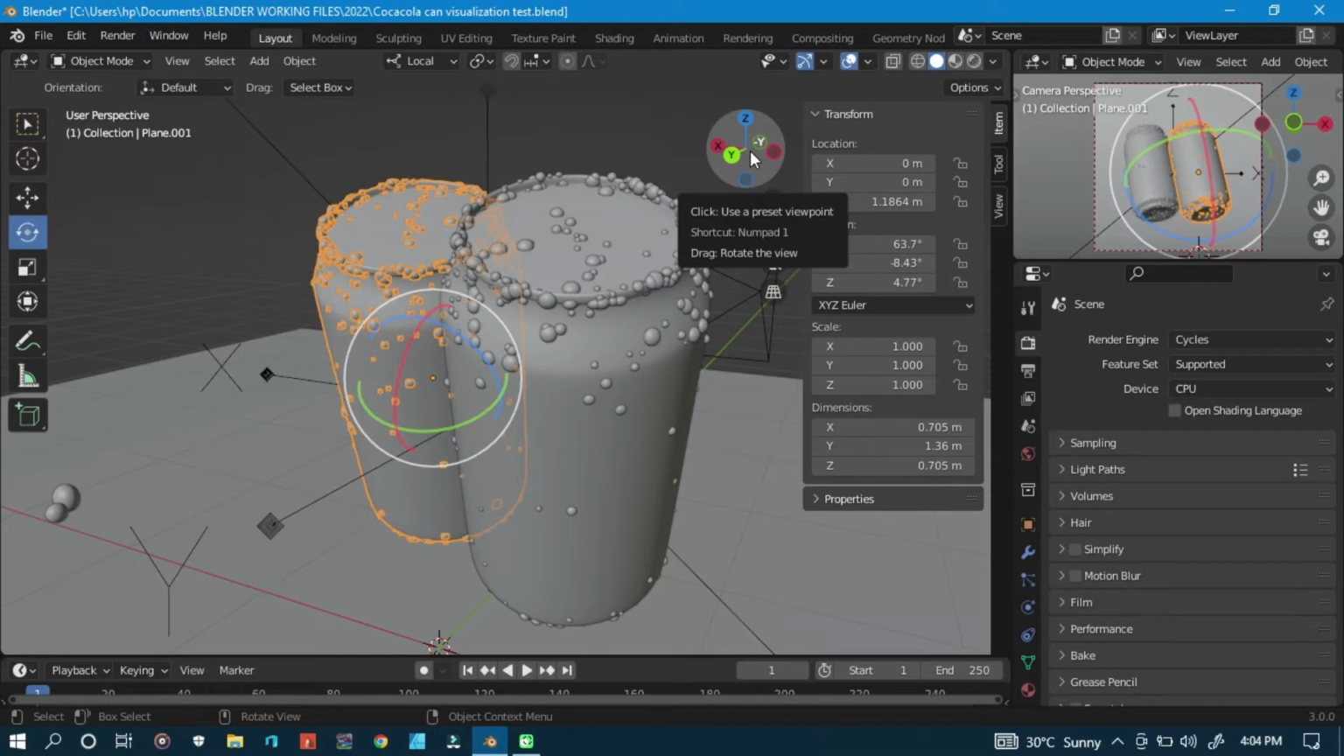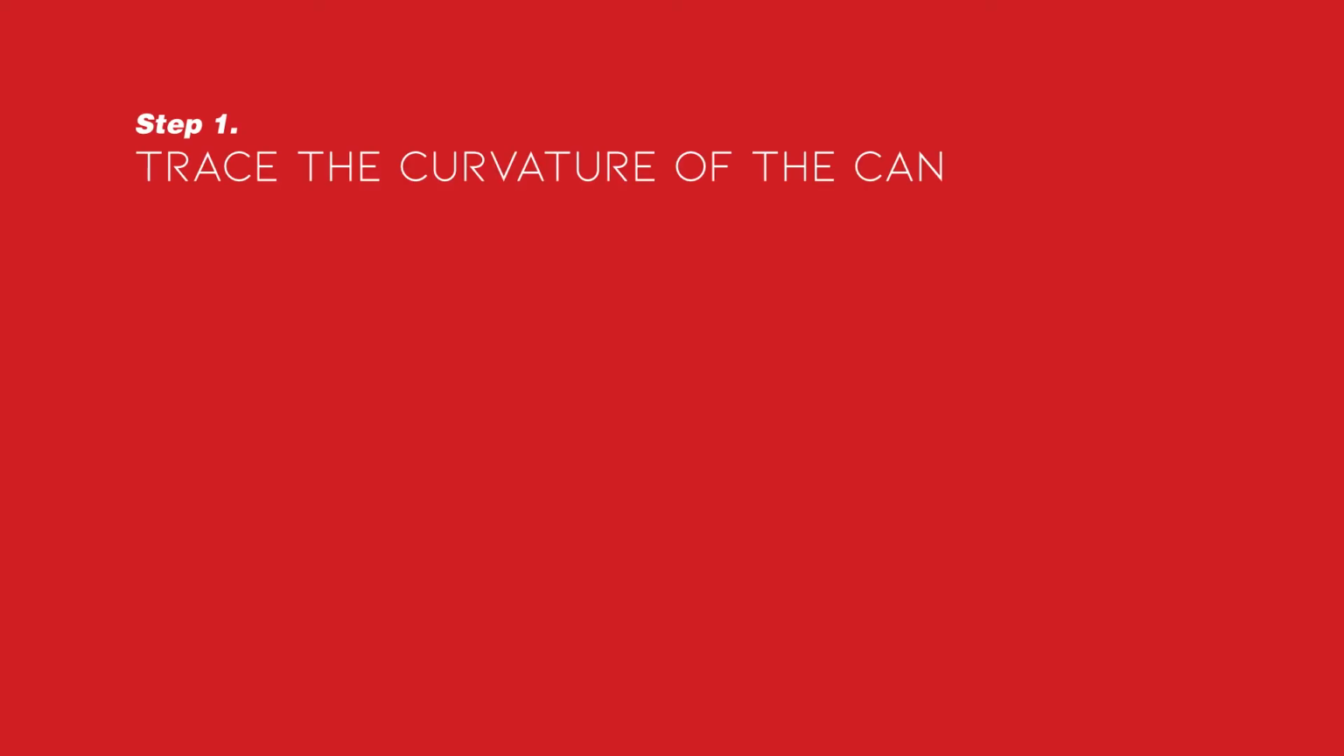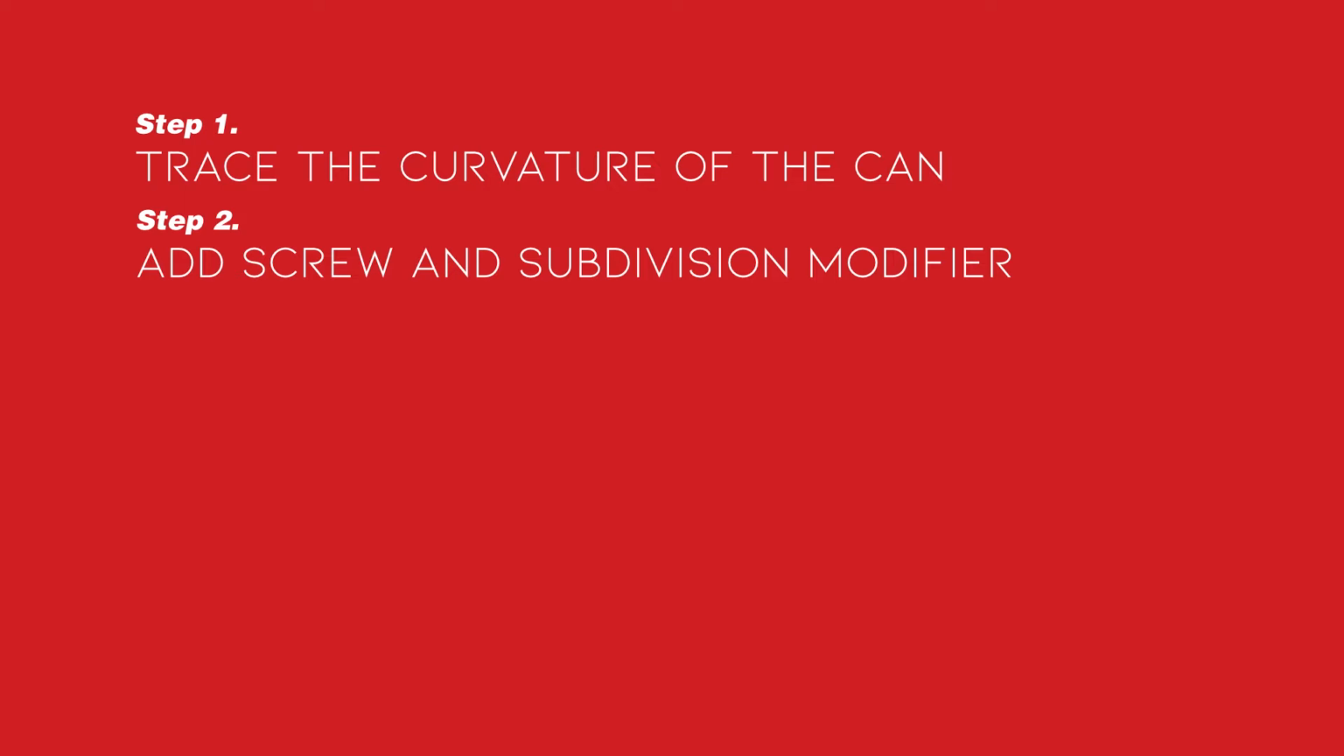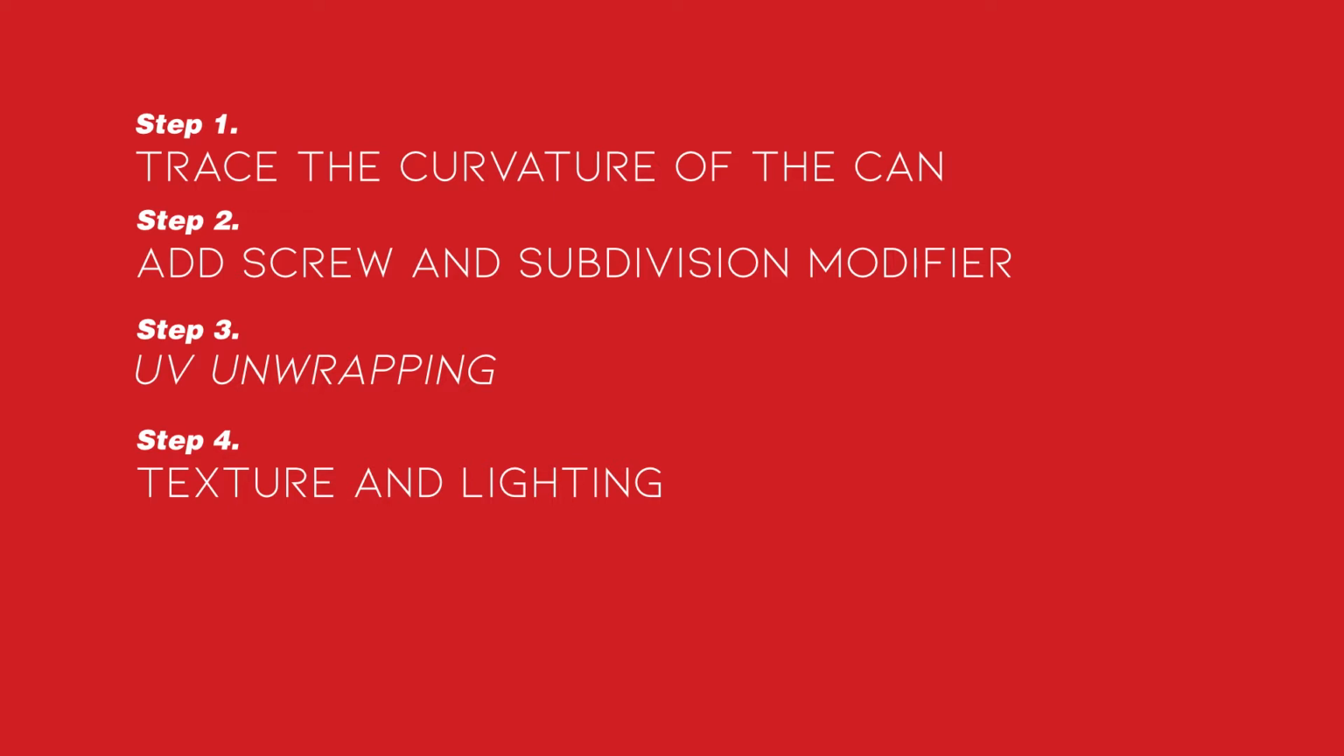So we are in Blender. We are using Blender 3.0. And basically this is what we'll be creating today. It's fairly simple, so I broke down the process into five simple steps. The first one is we are going to trace the curvature of the can, all right? The second is that we are going to add the screw modifier to it, and then a couple of other modifiers. The third one is that we are going to UV unwrap it, and we'll talk about that when we get there. The fourth is the texture and lighting, and then the fifth point is the render. Okay, so they are not really much, just a few things, and then we go.